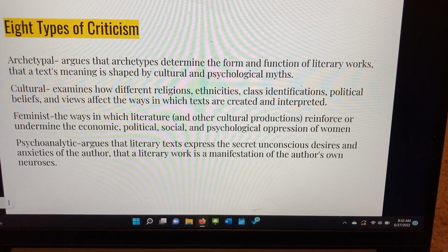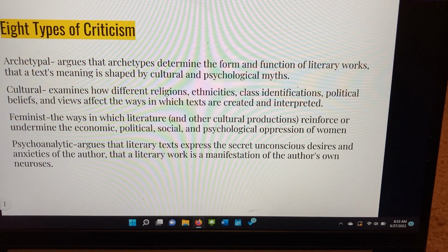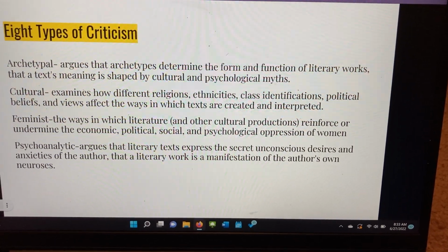Feminist criticism shows the ways in which literature reinforces or undermines the oppression of women. So, an interesting one I read was Edith Wharton's Age of Innocence. It depicts post-Civil War New York City, and the way women were treated as property and objects back then. And from this criticism, you could evaluate how the women felt, how the men felt, why things were like that.